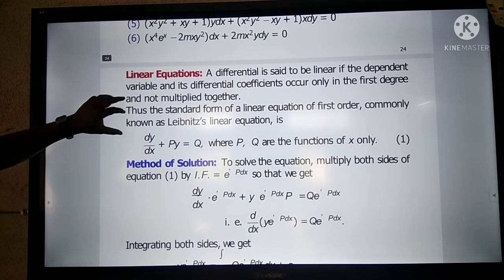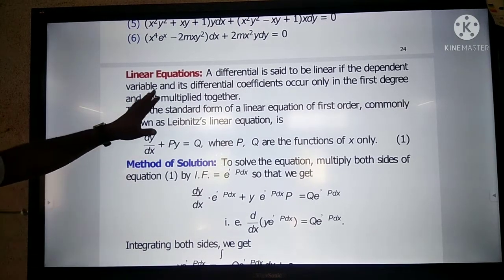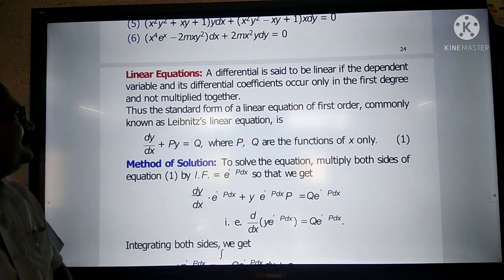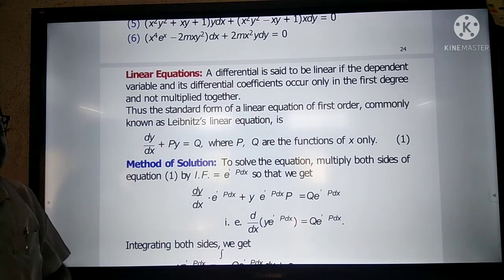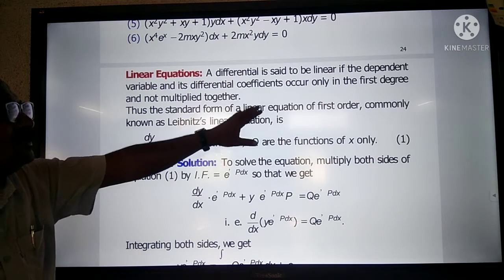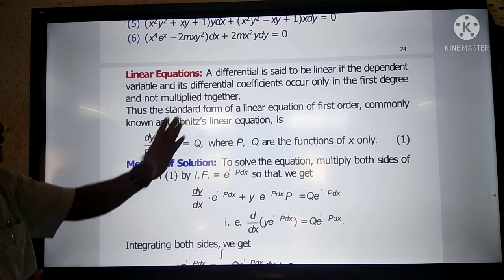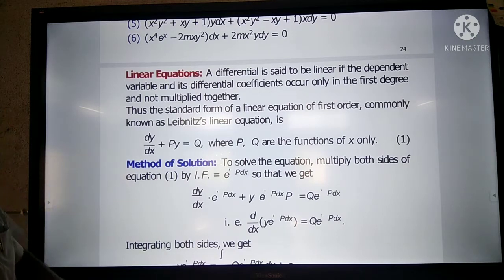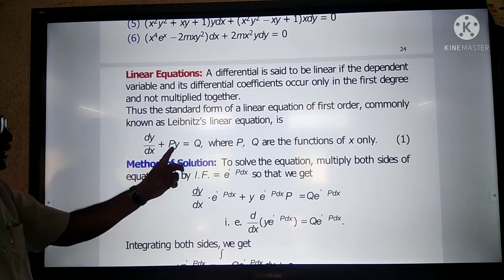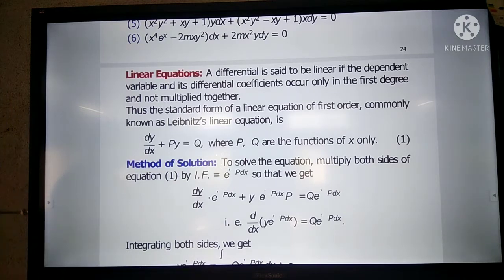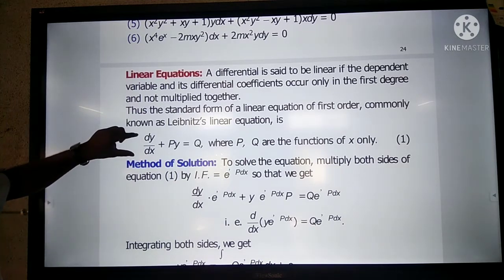Okay. The next type of differential equation is the linear equation. A differential equation is said to be linear if its dependent variable and its derivative occur only in the first degree, not multiplied together in this way. That is, dy/dx plus Py equals Q, where P and Q are functions of x.